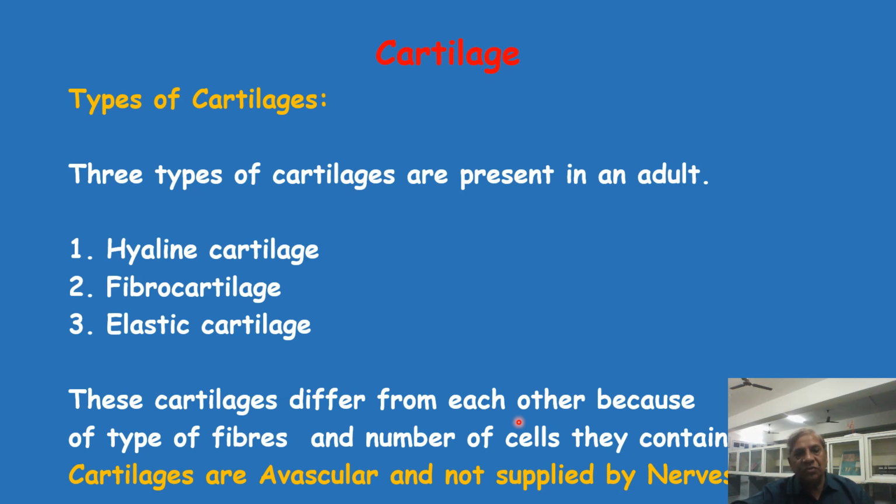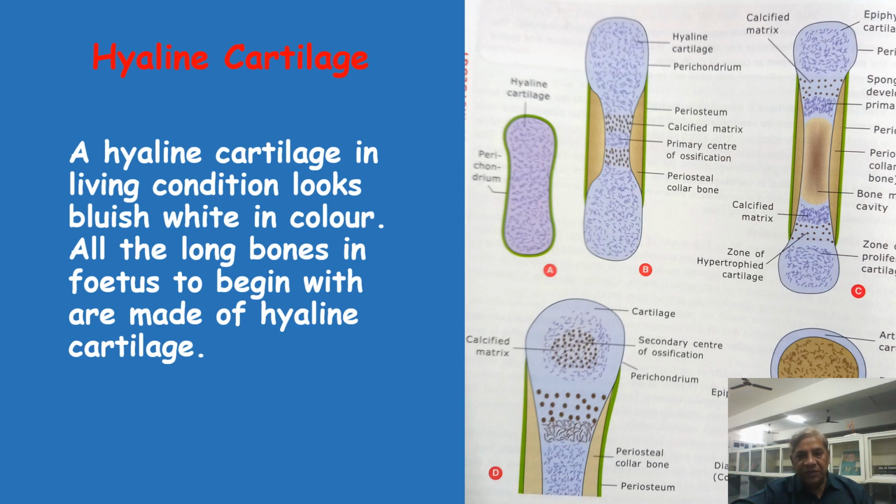At this stage, you should note that cartilages are avascular. That means there is no blood supply to cartilage. They get their nutrition and gaseous exchange by osmosis from the surrounding areas. Cartilages are also not supplied by nerves, which means they are insensitive to pain. That is the reason, as I told you during the joints lectures, that the ends of long bones which form the joint are covered by articular cartilages, because they are insensitive to pain. Now, let us come to the first kind of cartilage, the hyaline cartilage.